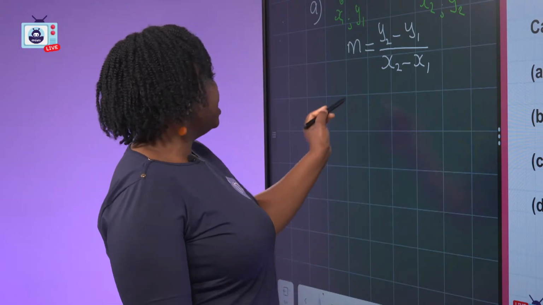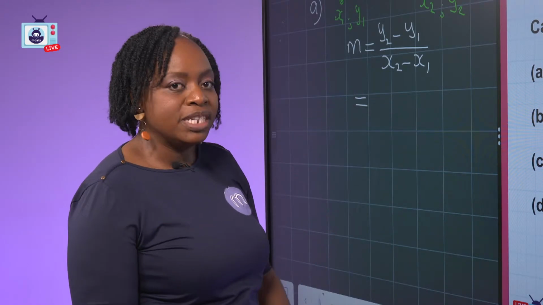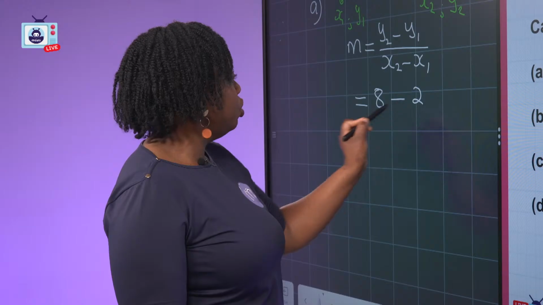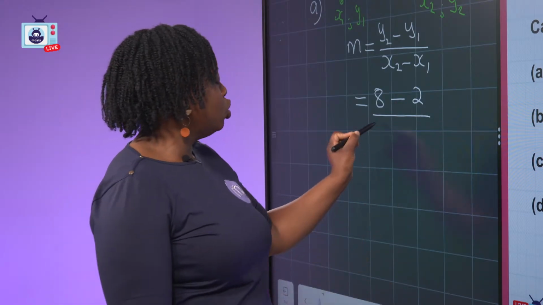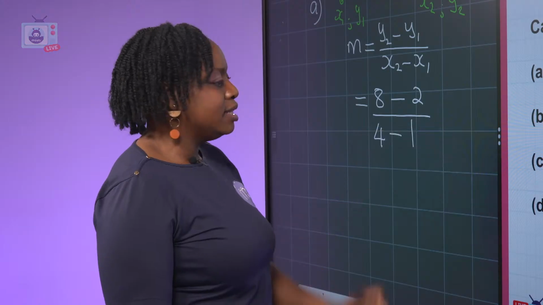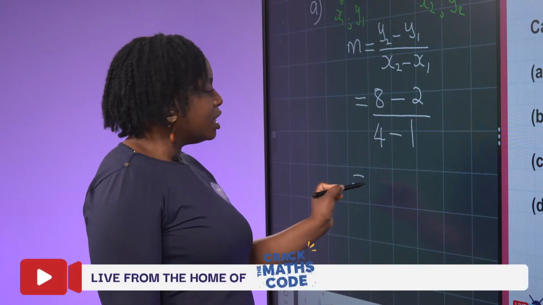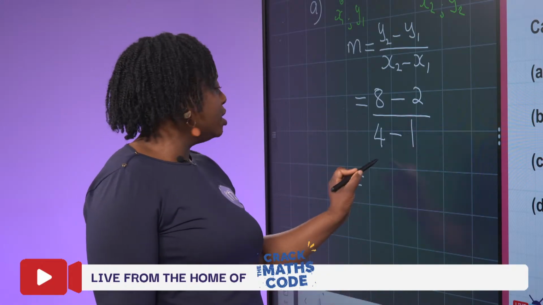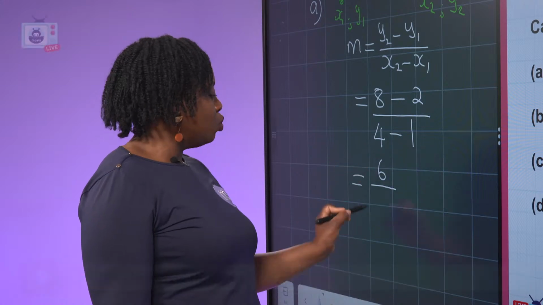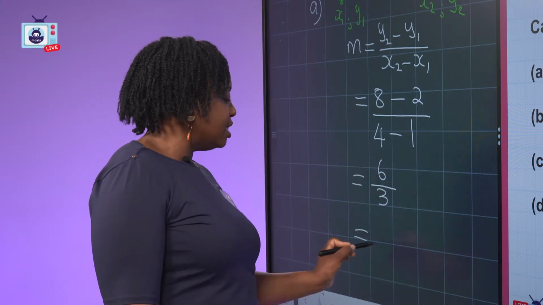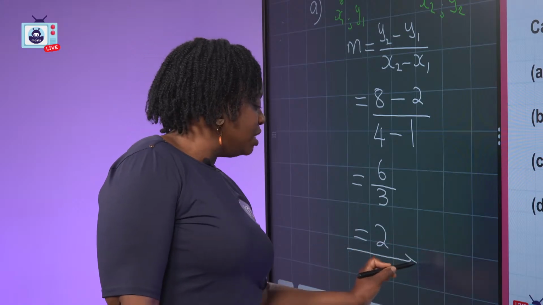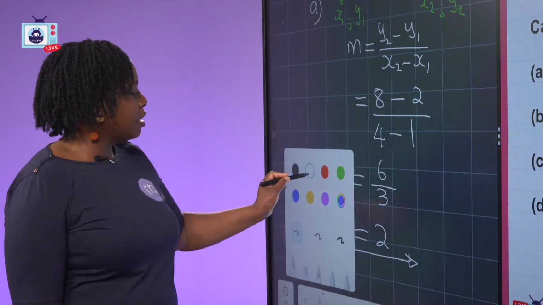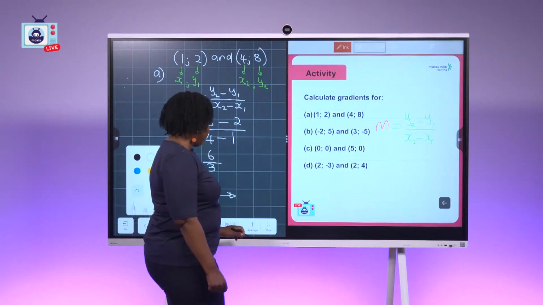So as we have that, let's substitute. What is our y2? We said it is 8. So we're going to have 8 minus 2, and then our x2 is going to be 4, while our x1 is 1. Then we're going to just use a calculator, or we can just use our mental math. 8 minus 2 is 6, and then 4 minus 1 is 3, which will give us the answer 2. So that means that our gradient will therefore be 2. That's what you do to calculate this gradient, and you can always keep on doing it like that.